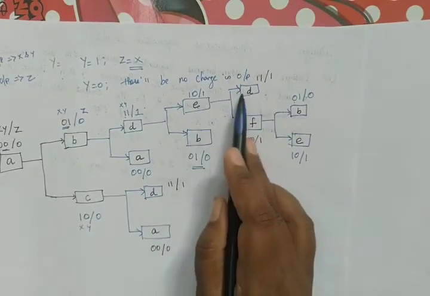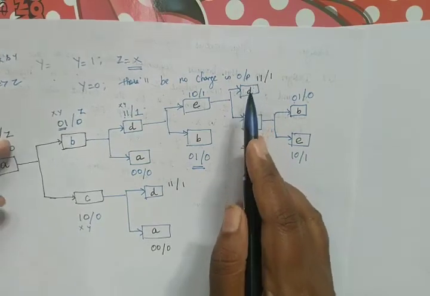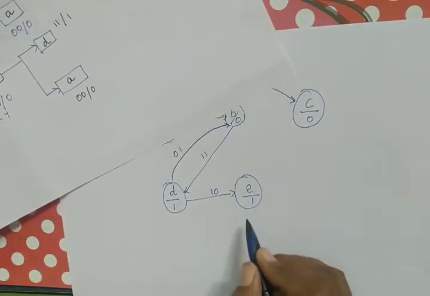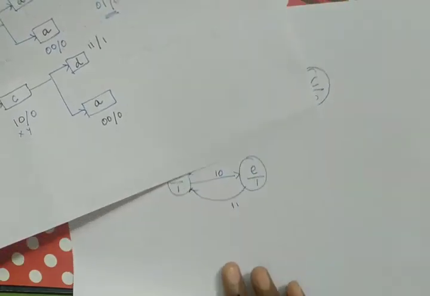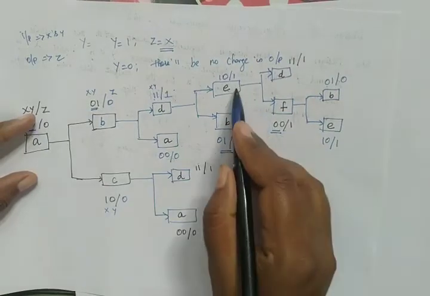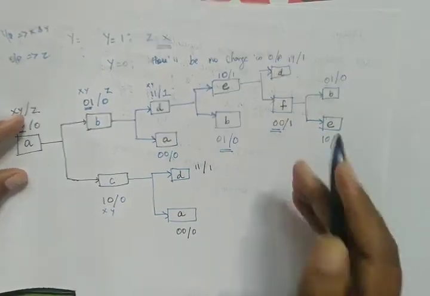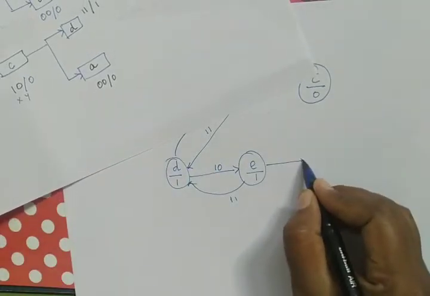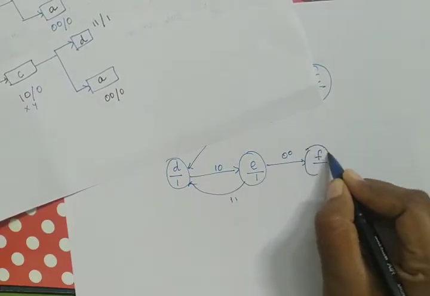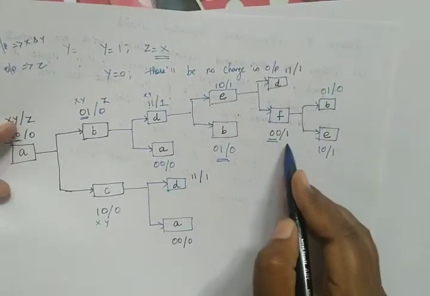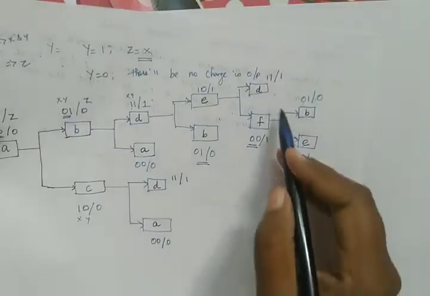Then E will go to D when it is 1 1. Then the next one, E will go to F. This is a new state. E will go to F when it is 0 0 and the output for this is 1. Next, we have completed up to this.